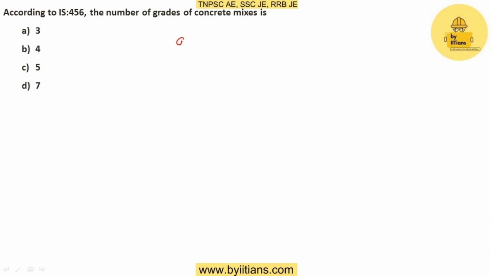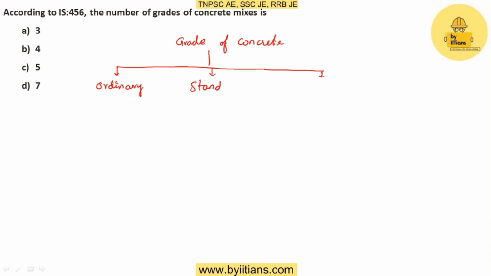So grade of concrete will be divided into 3 classifications. First one is ordinary grade of concrete, and second one is standard grade of concrete, and last one is high strength grade of concrete.